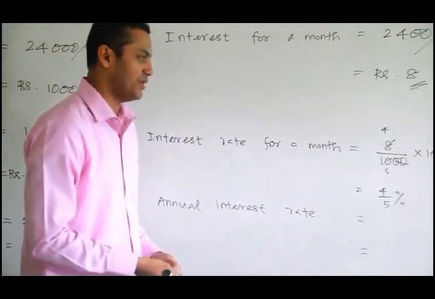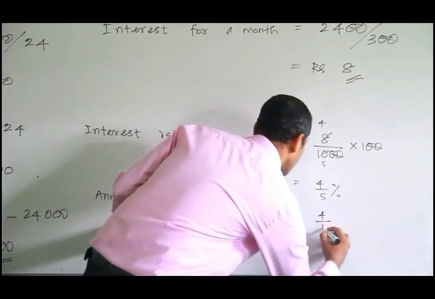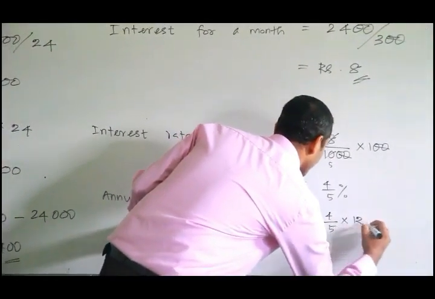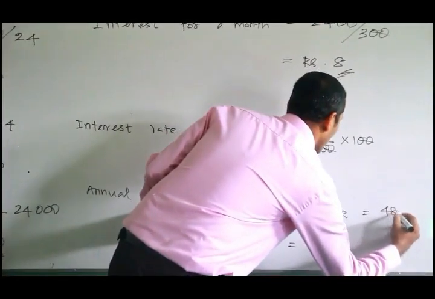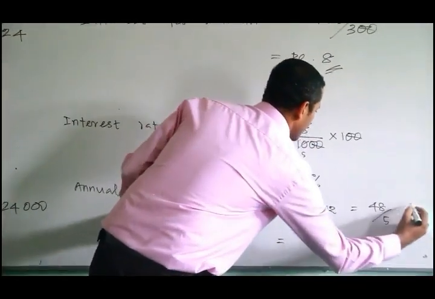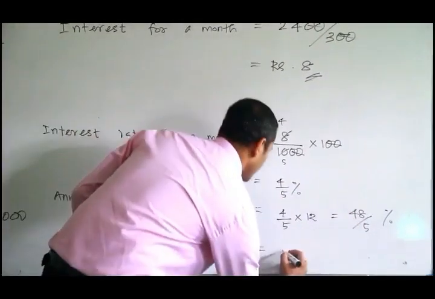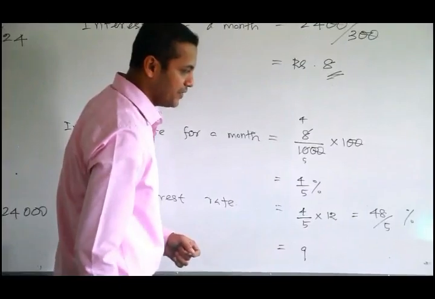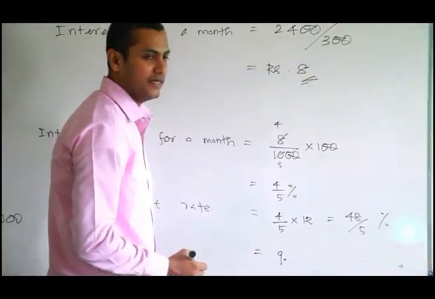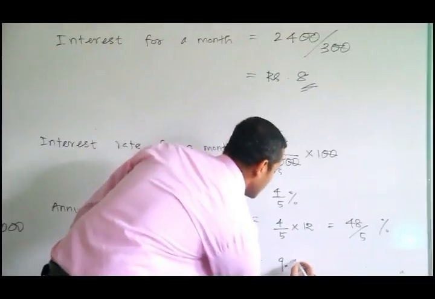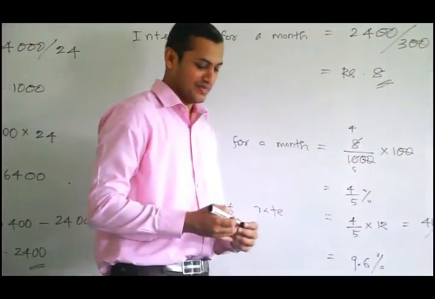In a year, how many months are there? 12 months. Then we multiply by 12. How much? 48 over 5. Again, this is going to be a decimal value. In 48, 9 times. 9 into 5, 45. 3 remains. In 30, 6 times. That's it. Hope you understood.